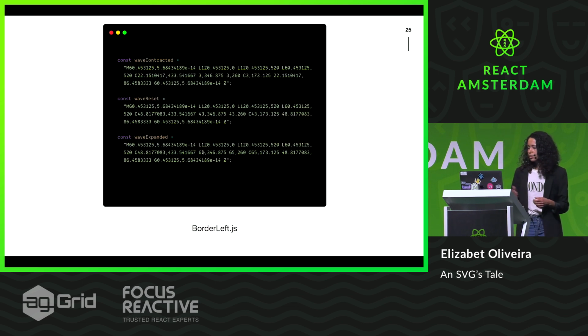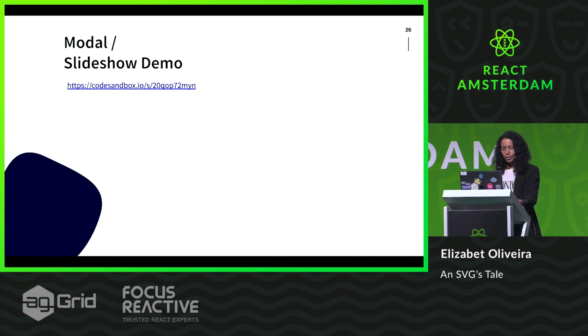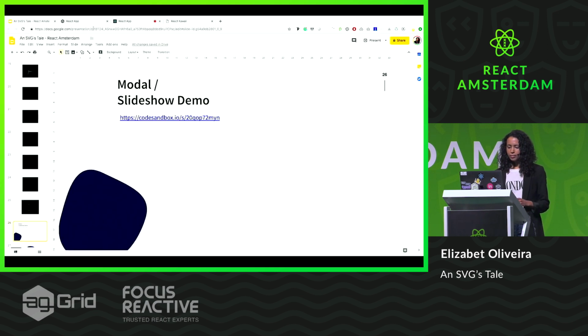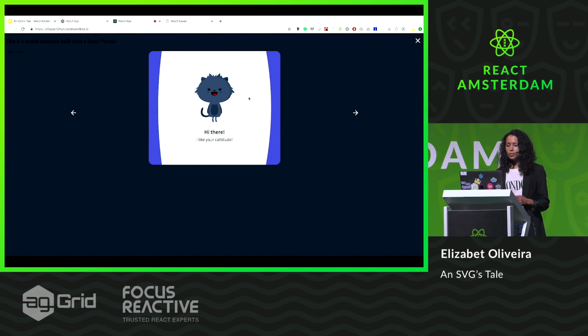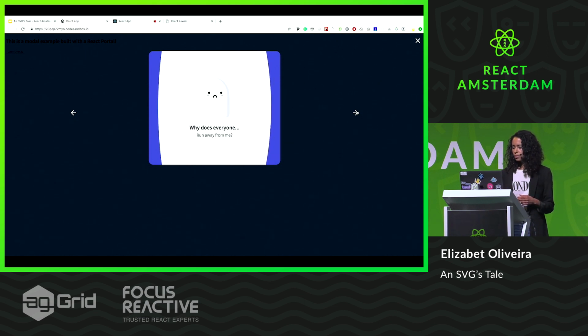And these are basically the path definitions. I just exported them from Sketch. I don't know how to do this, I don't know all these numbers. So what I do is I use Sketch, and I created the images, and then I exported the wave contracted, the wave reset, and the wave expanded. And this is the final result. I'm using CodeSandbox for that. So if I click right, this is what happens.